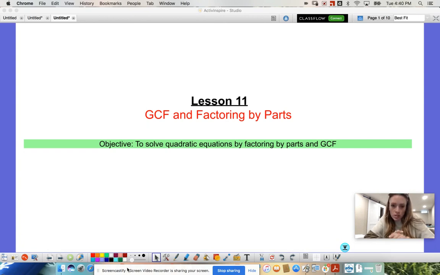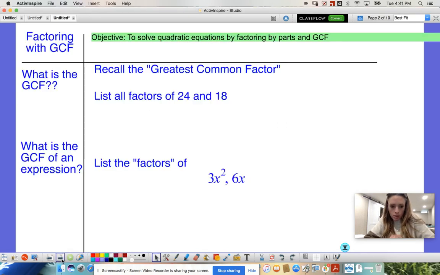So our objective is to solve quadratics by factoring by parts and by doing greatest common factor, or GCF. What you should have done before this is have some experience with quadratics, what zeros mean, where we find them on the graph, and what a quadratic looks like. So this will be the algebraic piece of this before we learn actual factoring when a is equal to 1 and other numbers. So factoring with GCF.